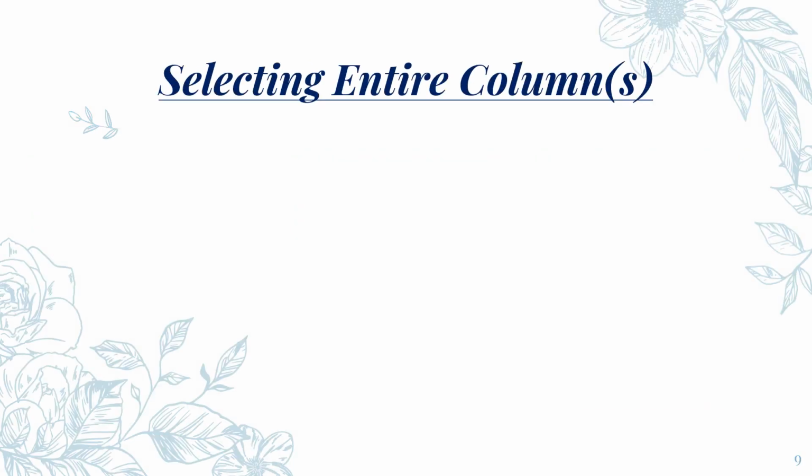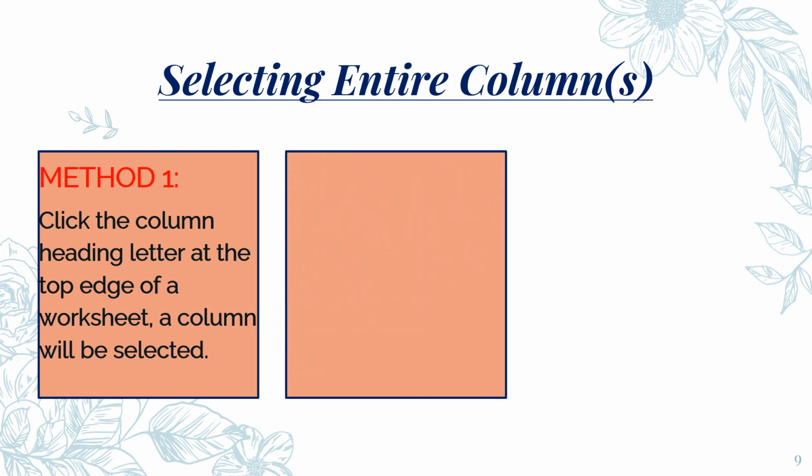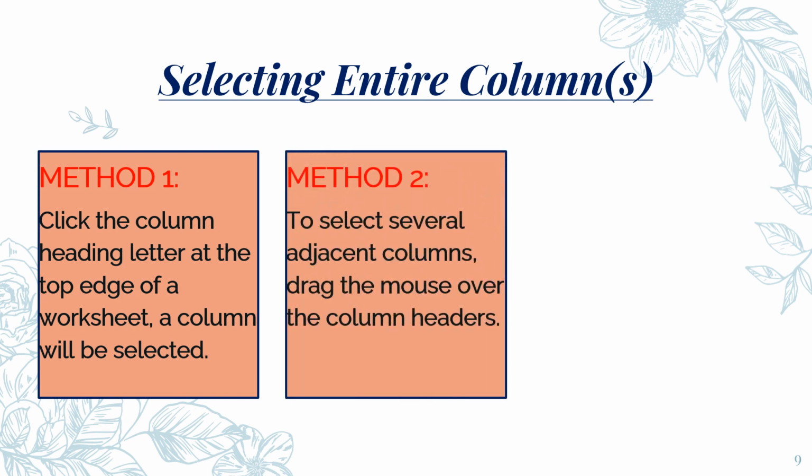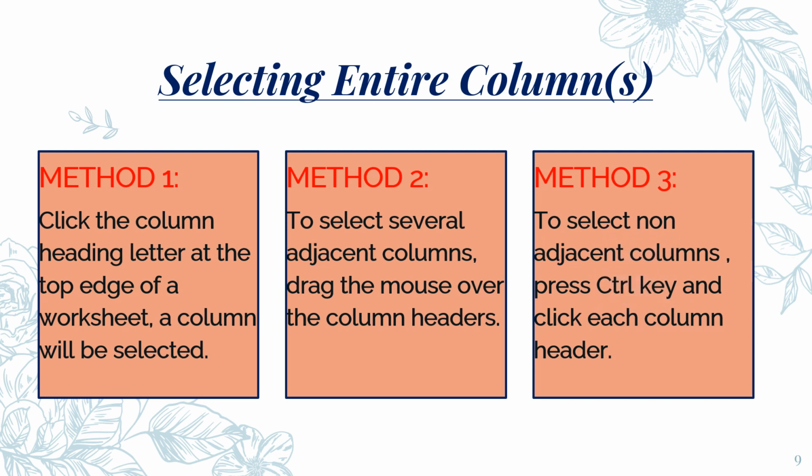Now, next is selecting entire columns. First method is to click the column heading letter at the top edge of a worksheet. Then a column will be selected. Second method: when you want to select several adjacent columns, drag the mouse over the column headers. Third method is to select non-adjacent columns. We press the Ctrl key on the keyboard and click each column header. Clear, beta?